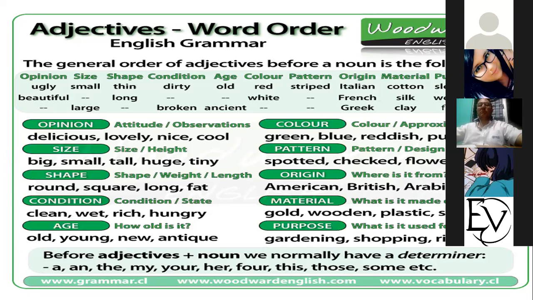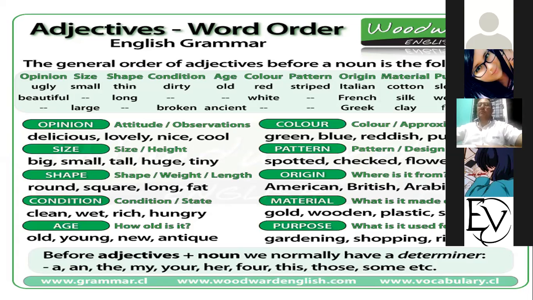For example, if I'm going to give a personal opinion about something, I can say that something is ugly or is beautiful. If I'm measuring the size, I can say that this is small or this is large. If I'm talking about the shape, I can say this is thin or this is long. If I'm talking about condition, I can say dirty, broken. If I'm talking about age, I can say old or ancient. If I'm talking about color, I can say red or white. If I'm talking about pattern, I can say striped.